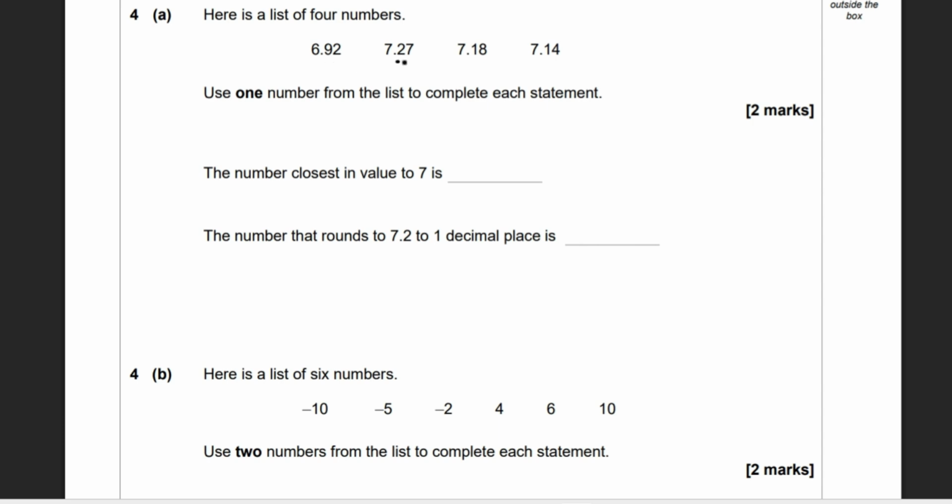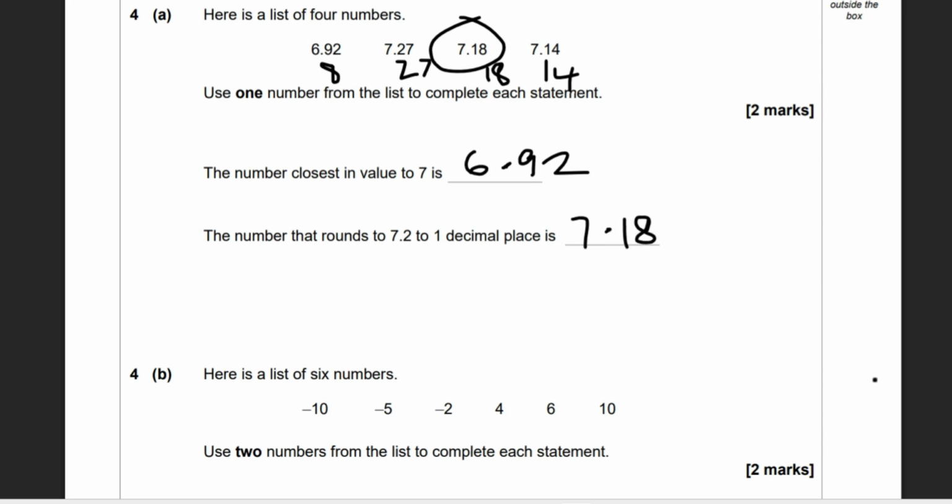7.27 would be 27p more. This one was 18 more than 7, and this is 14 more. So the one that is less is the one that has just 8. So it's 6.92. Then the number that rounds to 7.2 in one decimal place has to be this one, 7.18. That will round to 7.2.